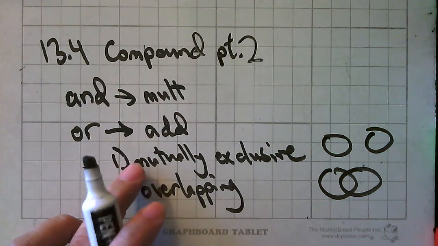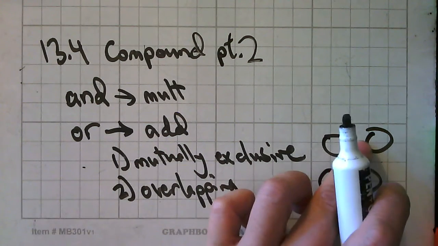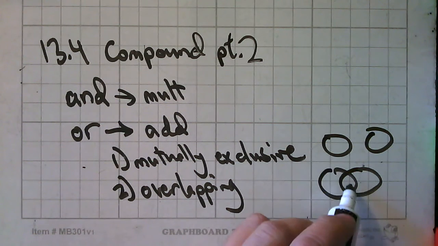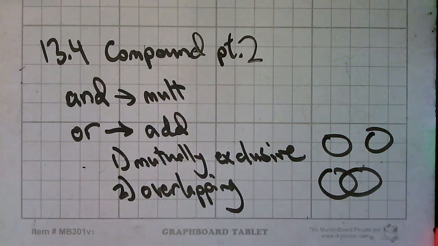We'll show you how to find both. If you're finding mutually exclusive, you're going to add. In the overlapping case, you're going to add, but you're going to count this one twice, so you're going to have to subtract the middle. We'll go over both cases right now.